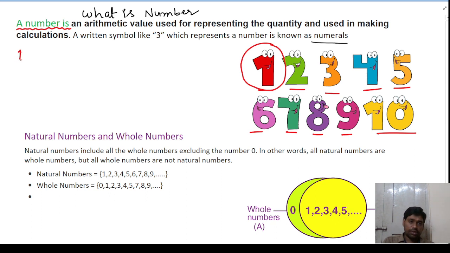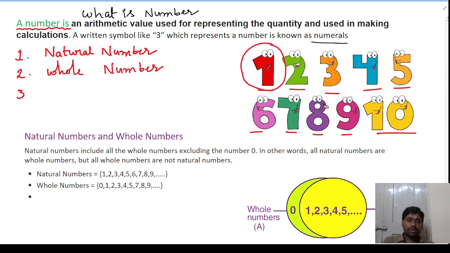One is natural numbers. Second, we have whole numbers. Third, we have integers. Fourth, rationals. And fifth, irrationals.